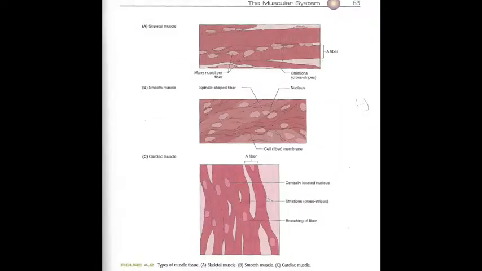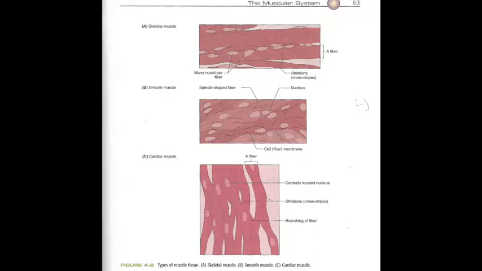Next, we have smooth muscles. Smooth muscles are located in the walls of internal organs such as the digestive tract, blood vessels, and ducts leading from glands. Their function is to move and control the flow of fluids through the structures. Smooth muscles are also known as unstriated muscles because they do not have the dark and light bands that produce the striped appearance seen in striated muscles.